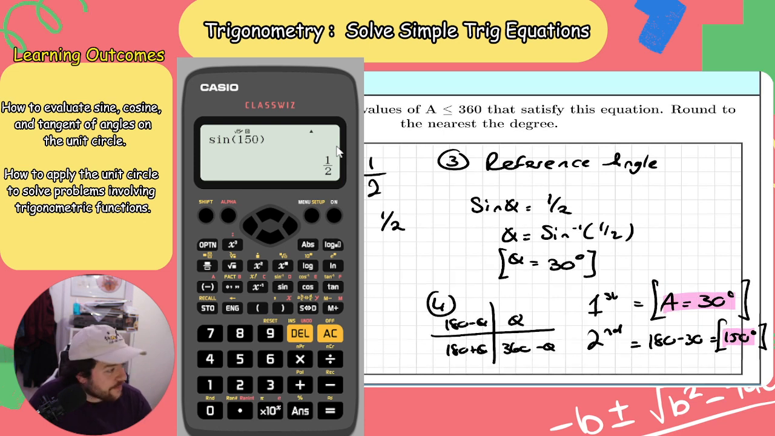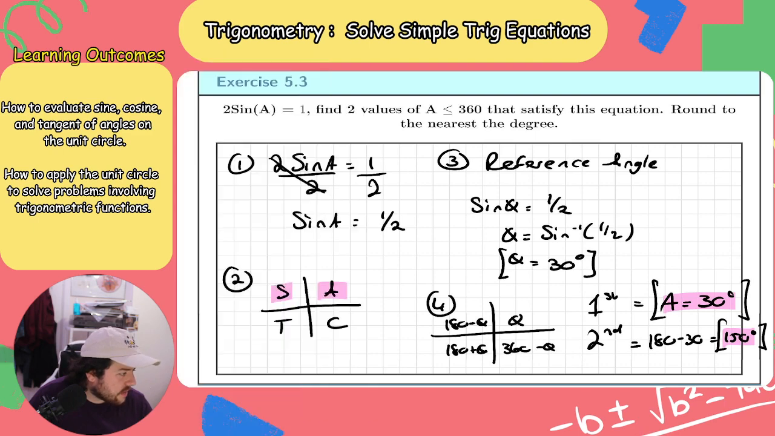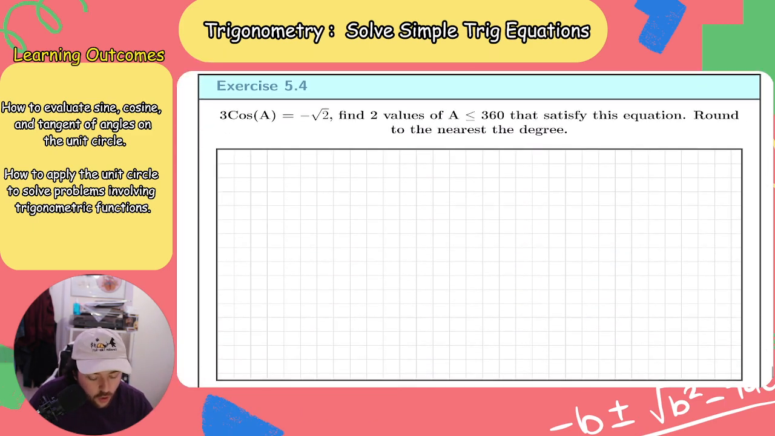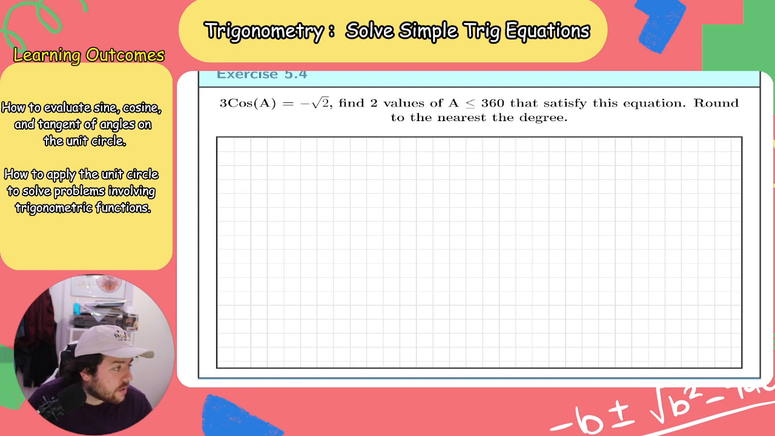Right, finally, one more example, then I'll leave you be, ladies and gentlemen. So, 3 cosine A is equal to minus root 2. Find two values of A less than 360 that satisfy this equation, rounded to the nearest degree. So, pause if you want to try it for yourself.